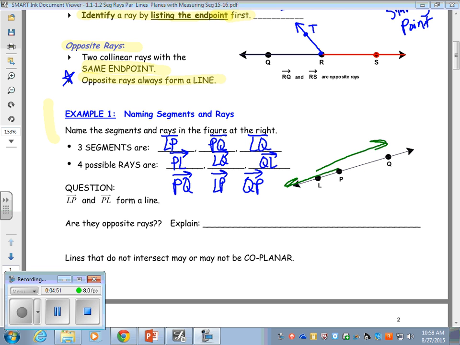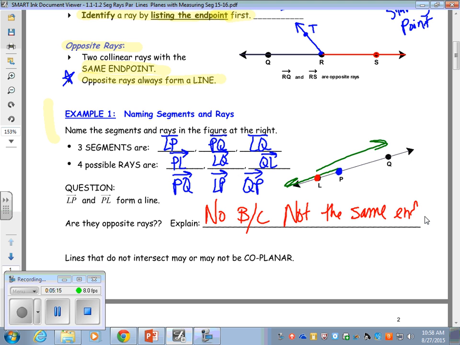Yeah, they don't start at the same point. This starts here at P, and the other ray starts at L. They have to start at the same point for it to be opposite rays. So this would be no, because, which is what I abbreviate for because, okay? Not the same endpoint, and this is how I abbreviate endpoint, okay? Get used to my abbreviations.